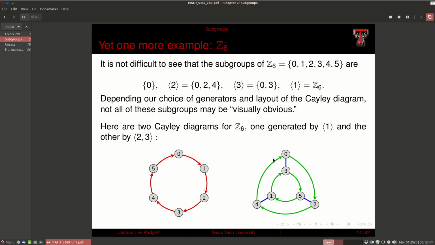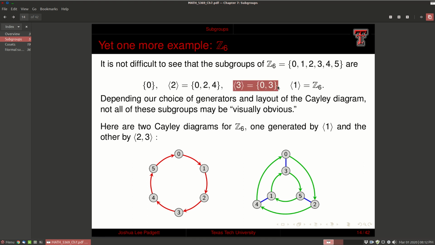So another example is to consider the integers modulo 6, which are just the integers 0, 1, 2, 3, 4, 5. And then of course you divide by 6 and take the remainder. That's your operation when you add them. So the subgroups of Z6 are the following: the trivial subgroup, the non-proper subgroup, and then there are 2 other subgroups. The subgroup generated by 2 and the subgroup generated by 3.